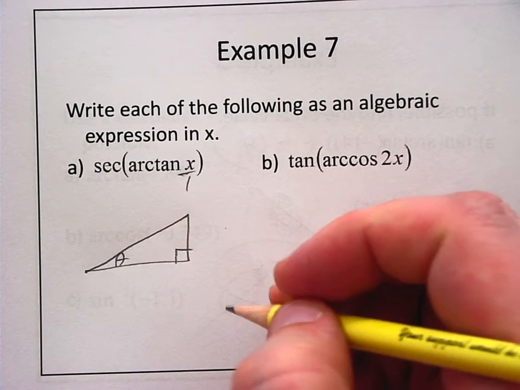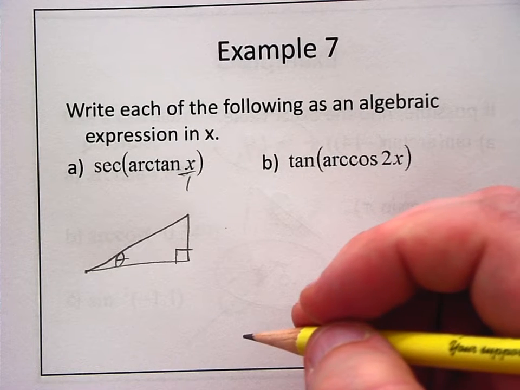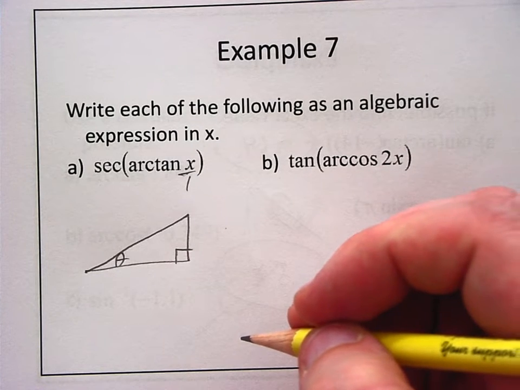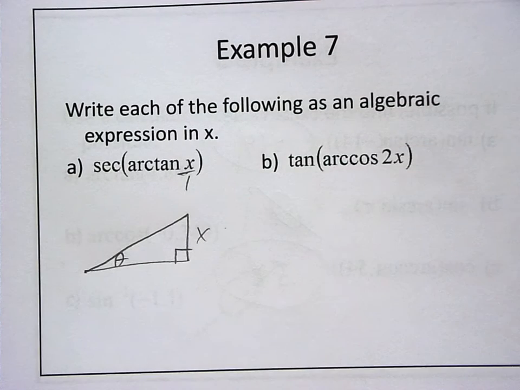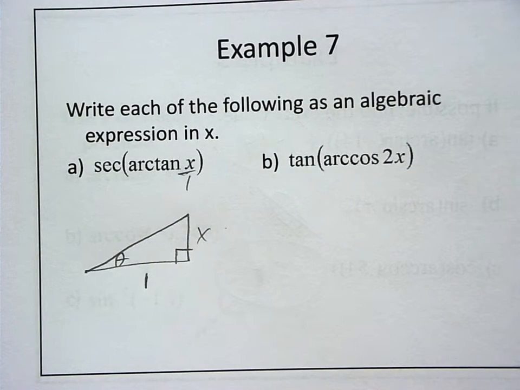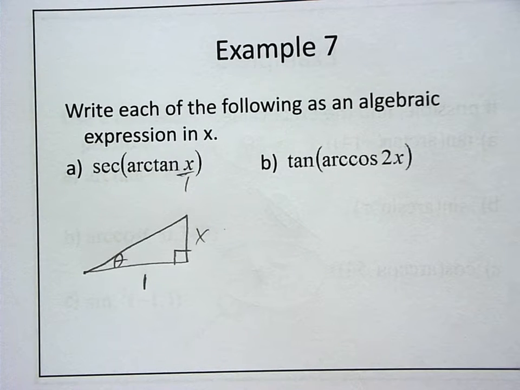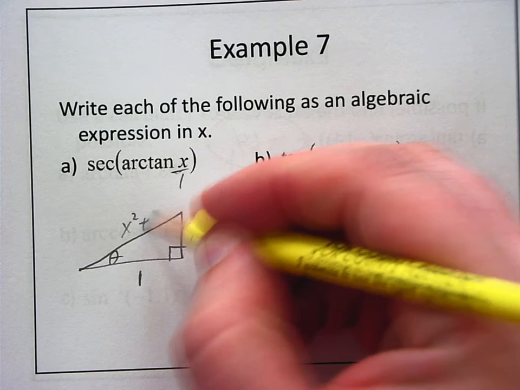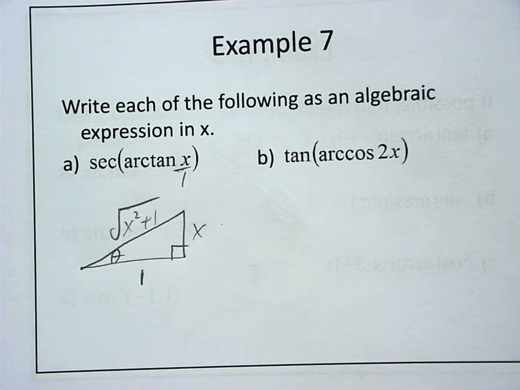I'm going to put theta here. Where's the x go? On the opposite, which is the vertical leg. Where's the 1 go? On the horizontal leg. The hypotenuse then would be what? Close. Square root of x squared plus 1. So then they're asking for secant.